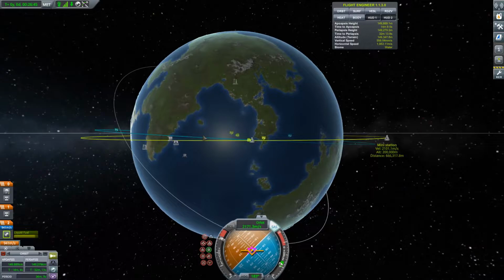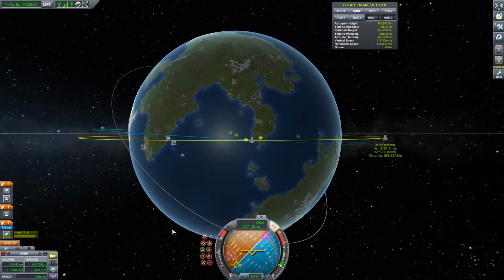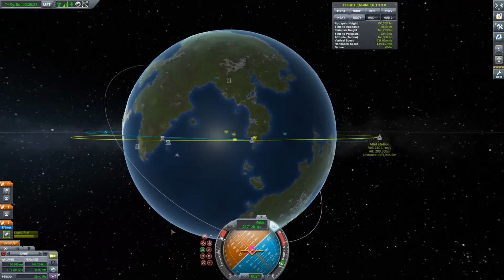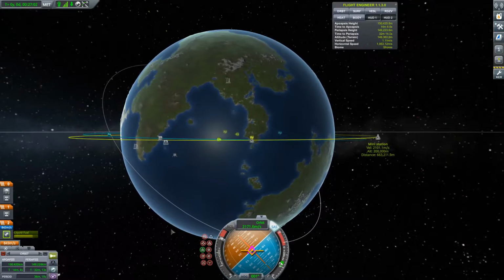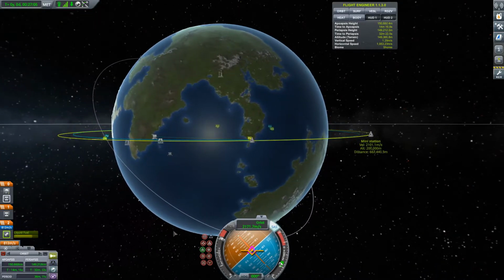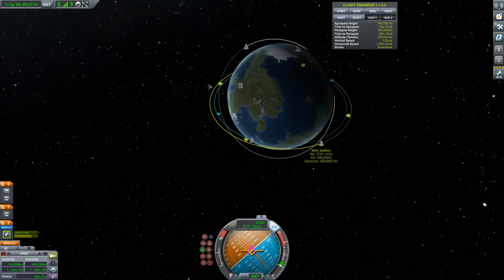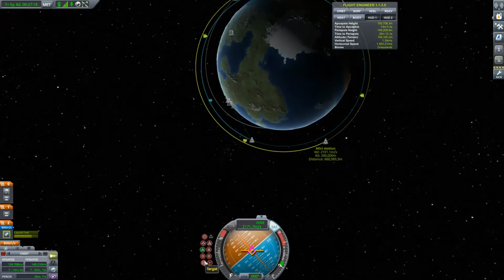So now if I burn at that rising and ascending node, I can actually level out my inclination and get it all lined up again with that spacecraft. See how I did that there? So that's what I do when you're trying to do inclination changes.